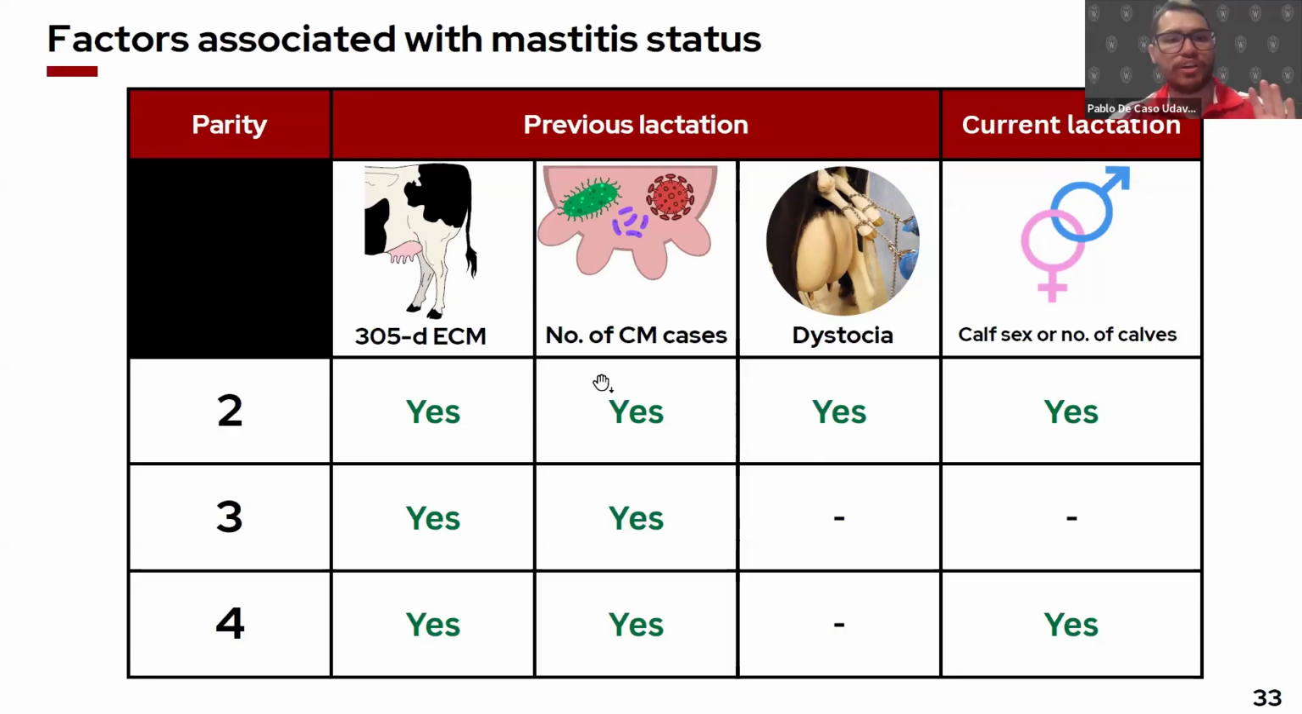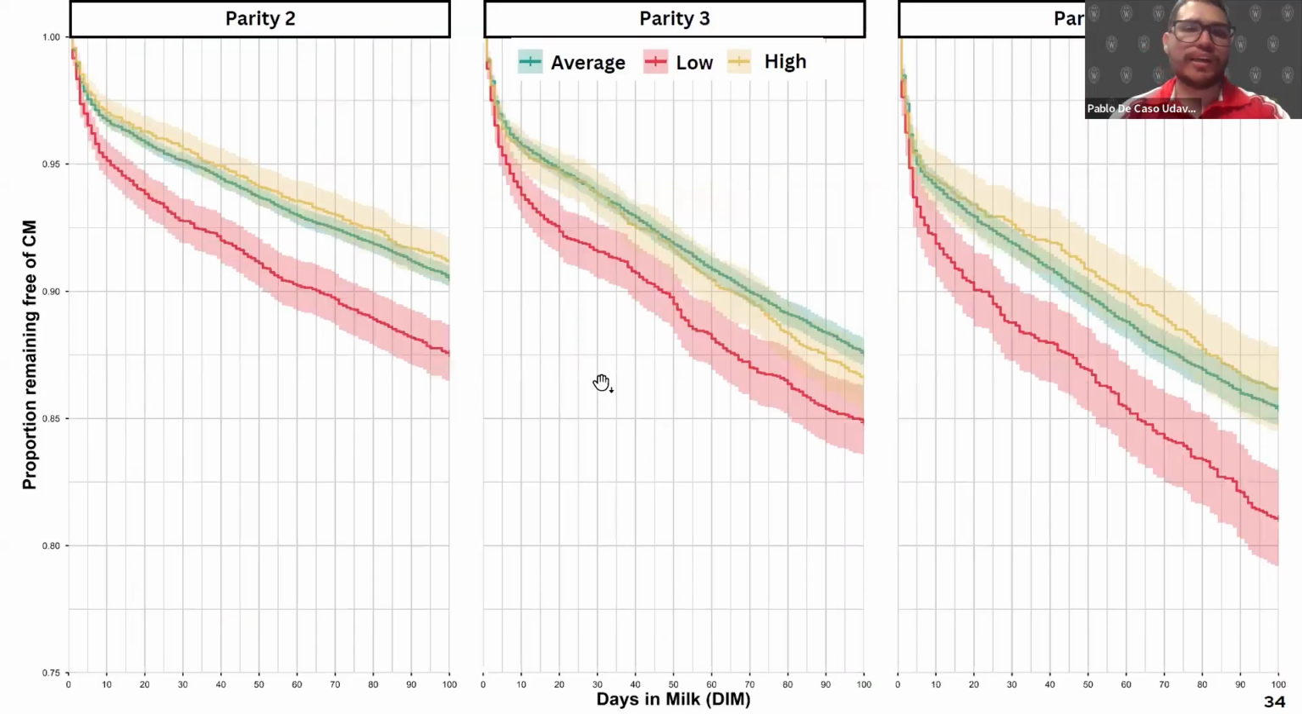And for the sake of time, we're only going to be focusing on 2 of the factors that appeared across the 3 parities, which were milk yield and clinical mastitis cases. So for second, third, and fourth parity, we did a survival analysis, which is a descriptive analysis that allows us to see if different populations differ from each other in terms of how many remain or are associated with a certain outcome.